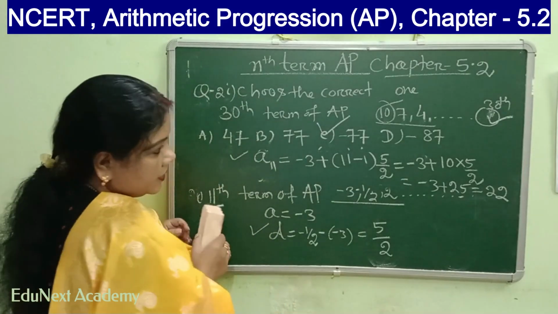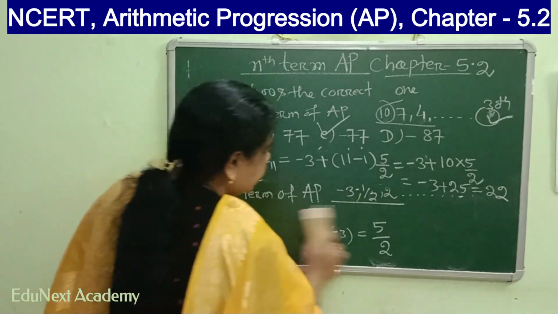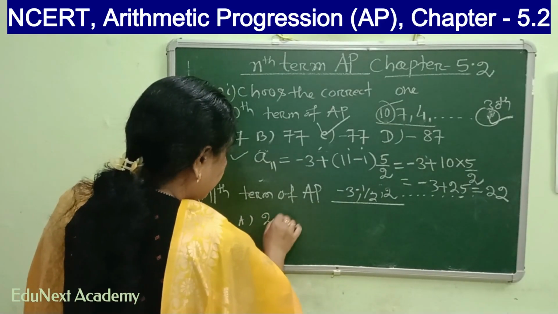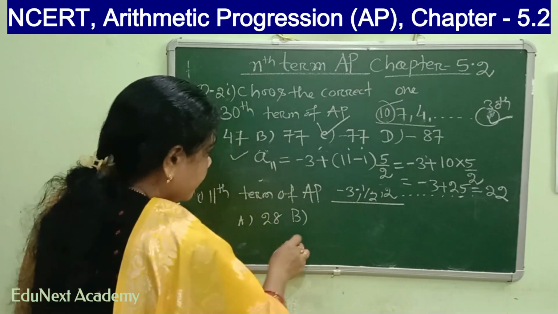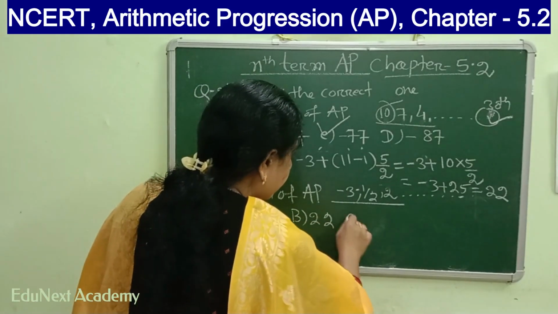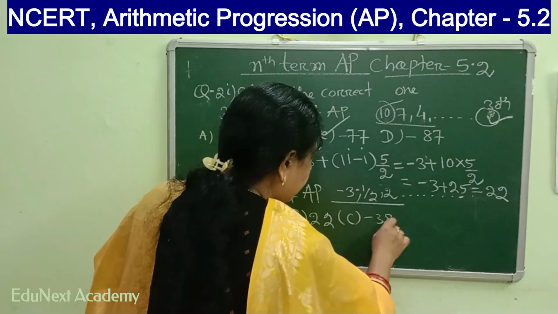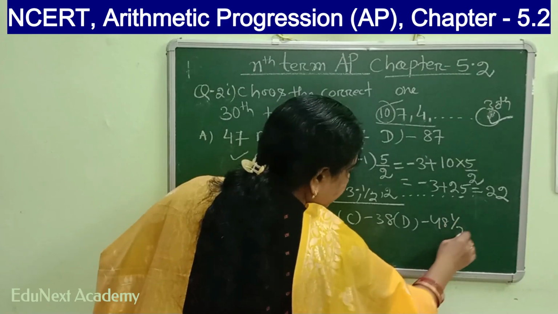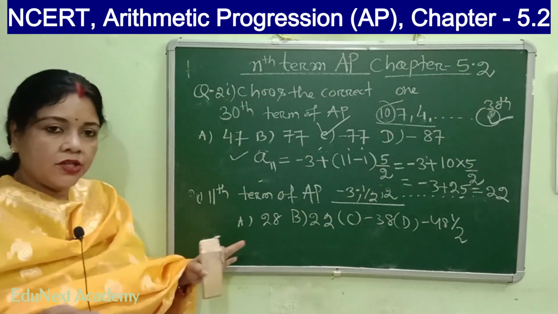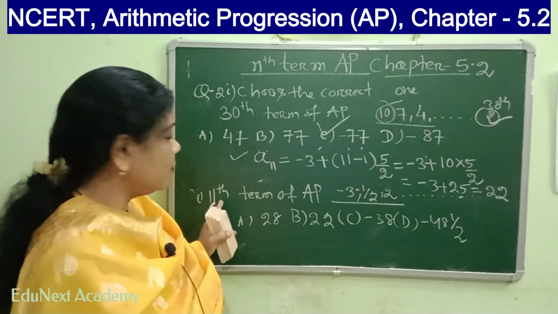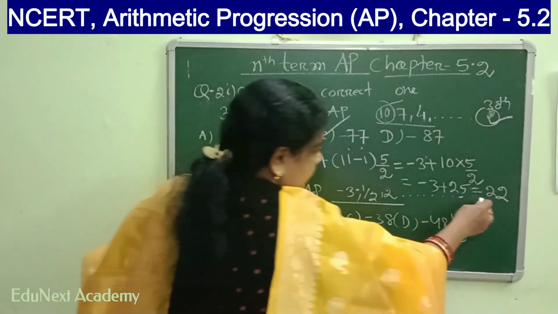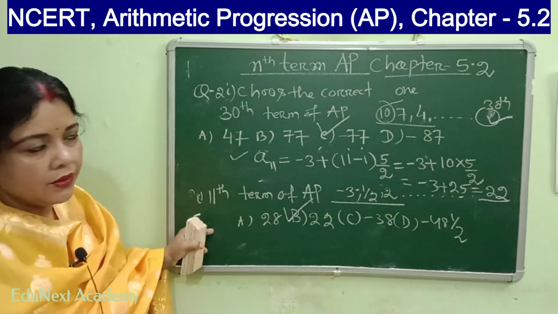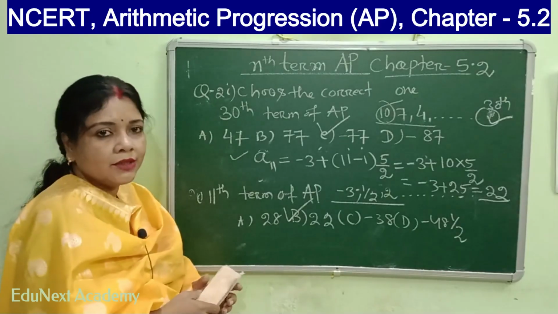Here the options were A 28, B 22, C minus 38 and D minus 48. This was the option list in question number 2. So our answer matches option B. Now let us solve another question, number 3.